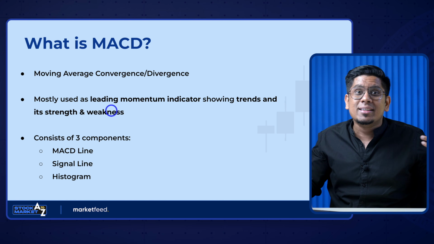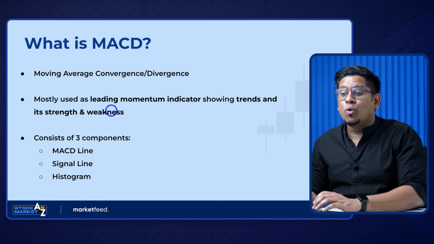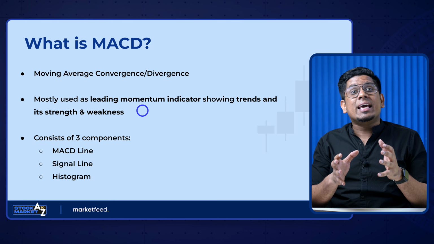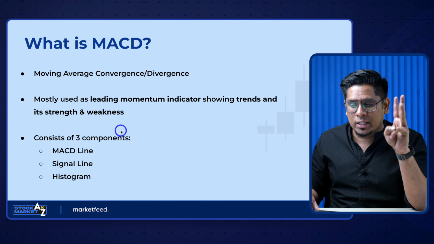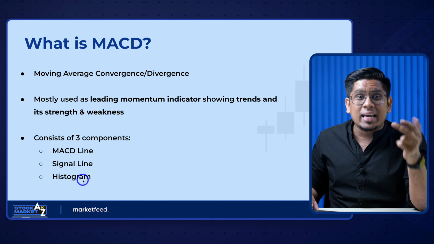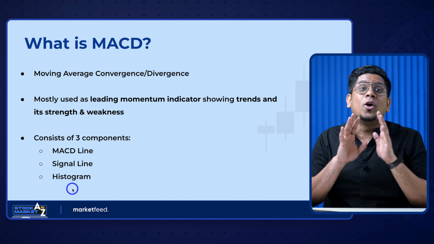Great. So if you can decipher all of those things, you can easily take a trade, right? That's exactly what we can look into by learning more about MACD here. MACD as a technical indicator has three components: one is the MACD line, number two is the signal line, and number three is the histogram.